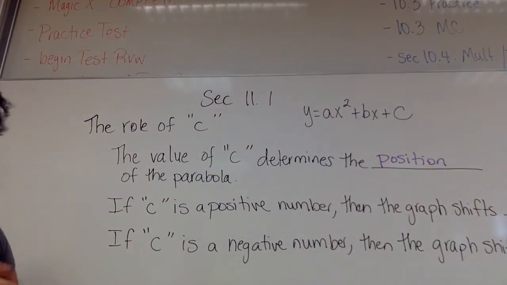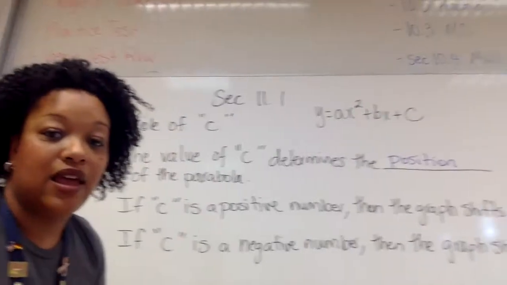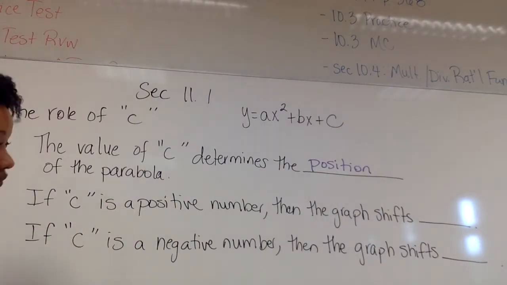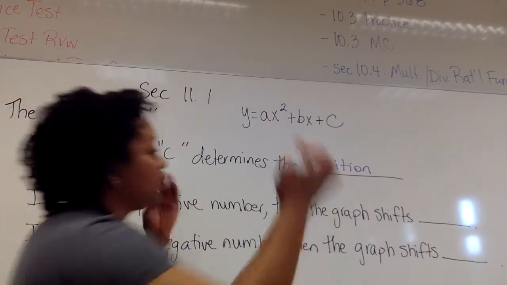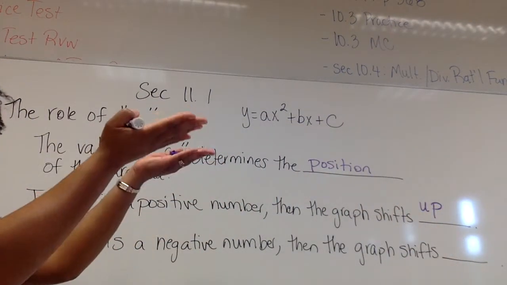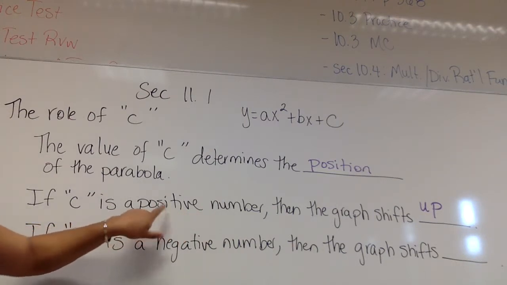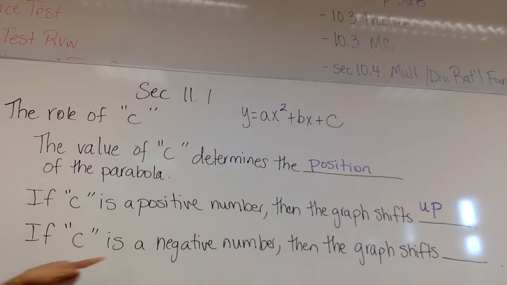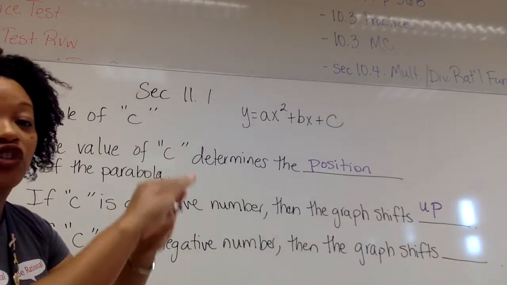Now, depending on what type of number you have for C determines if it's going to move up or down. So here's your next sentence. And let me move this so you can see my blank there. If C is a positive number, then your graph will shift up. It'll just shift up whatever units you're given. And then the opposite occurs when C is negative. The graph will shift down.